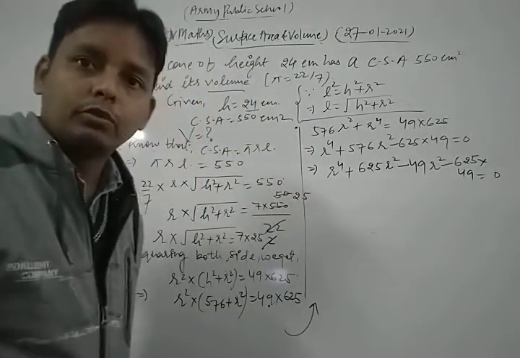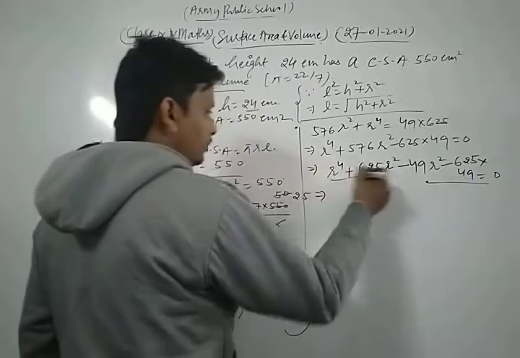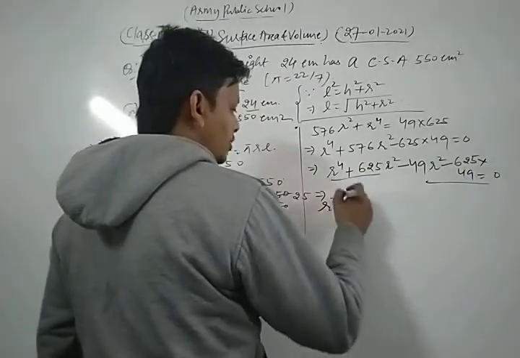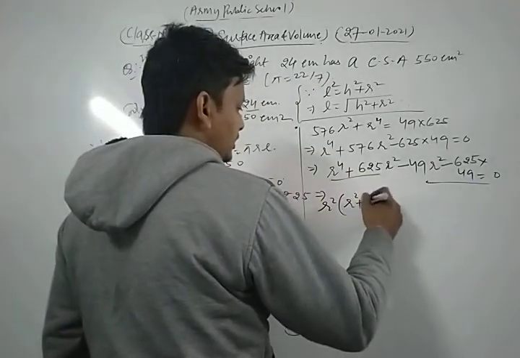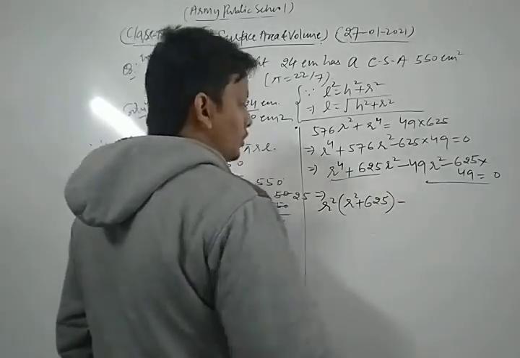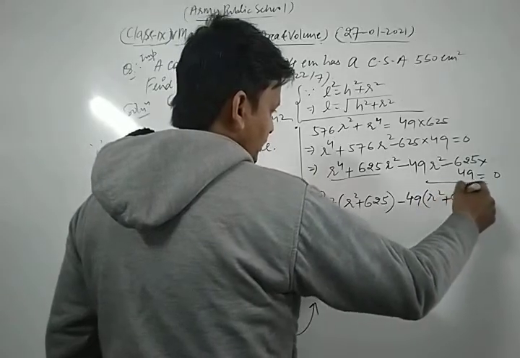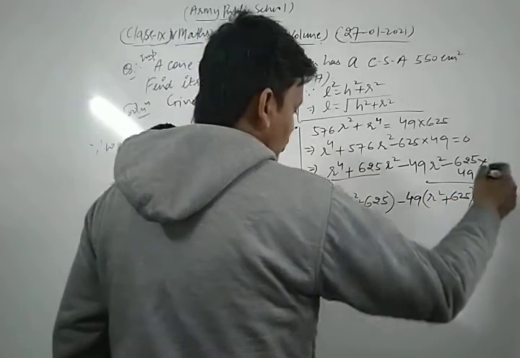Okay, now we form a pair. We form two pairs here, so this and this. From that we take r square as common, so we get r square plus 625. Now here minus 49 as common, so we get r square minus 49, minus times plus, this is 625, is equal to 0.